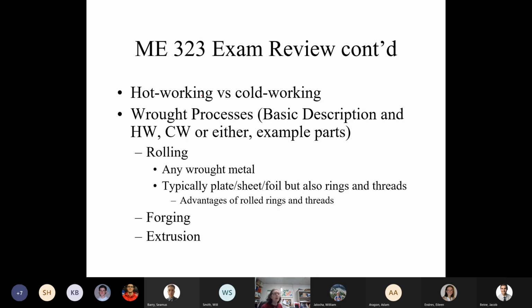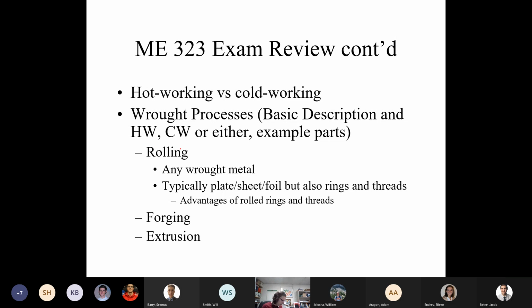We should be aware of hot working versus cold working, change in properties, the difference in the equipment, and then the final result in terms of strength, ductility, also surface and dimensional tolerances. Okay. So for the bulk, like wrought processes, again, basic description, like hot working, cold working, or either. And then it's nice to have some example parts.